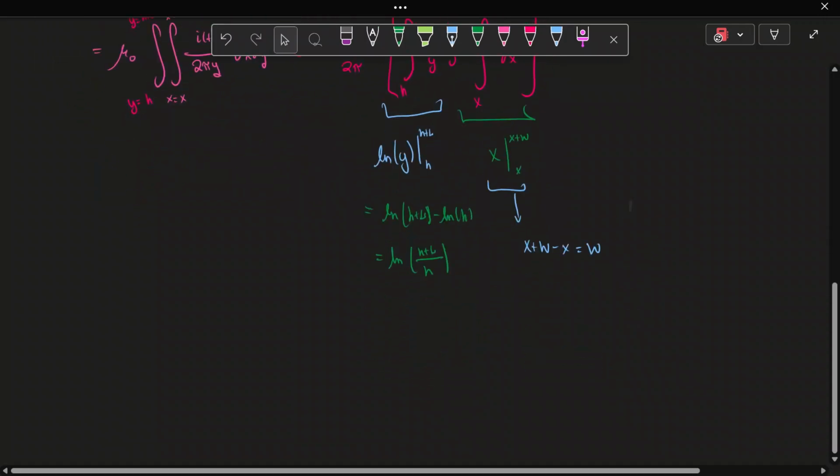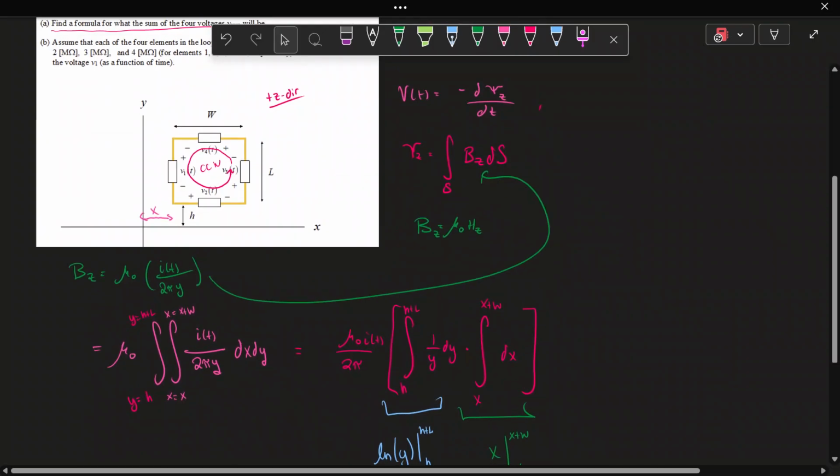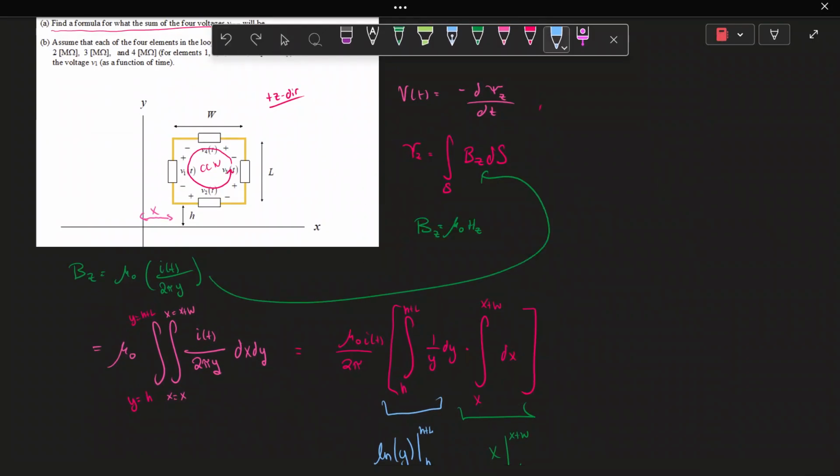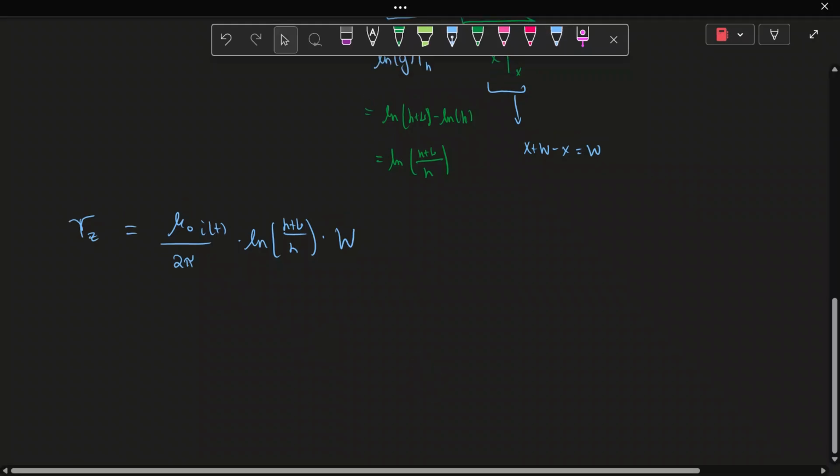Now we go back and we plug this in. What do we get? Well, we get mu naught over 2 pi I of t times natural log of h plus l over h times w. What is this? What do we find? Remember, we haven't found V sum. We found this magnetic field. We found this trident. Excuse the terrible drawing, but this is what we found.